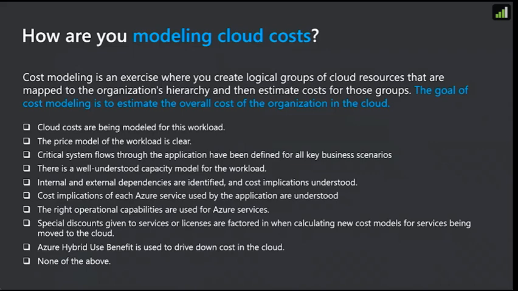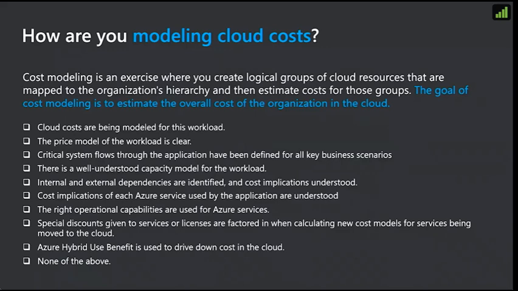Special discounts given to services or licenses are factored in when calculating new cost models for services being moved to the cloud. When alternative cost options are considered, it should be understood first if any special offers or deals are given for the existing SKUs to verify that the correct prices are being used to build a business case. Azure Hybrid Use Benefit is used to drive down costs in the cloud. Understanding your current spending on licenses can help you drive down costs in the cloud. Azure Hybrid Benefit allows you to reuse licenses that you purchased for on-premises in Azure, and via this drive down the cost as the license is already paid.